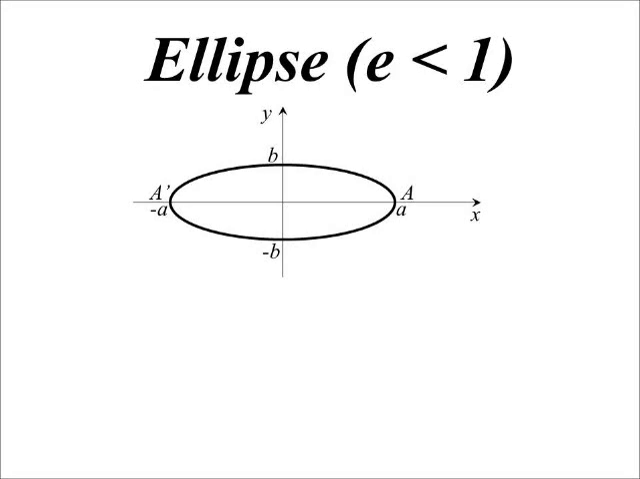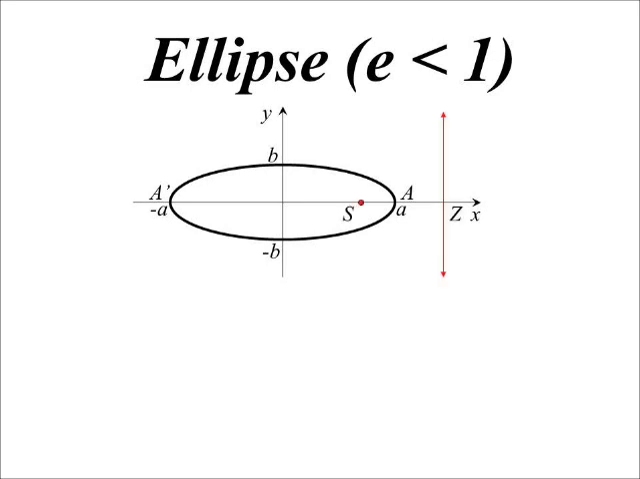Let's take a look at the ellipse in a little bit more detail. So far we know the ellipse, its eccentricity is less than 1. Here's a typical ellipse where the foci would be on the x-axis. I've labelled the two vertices there, A and A dash.